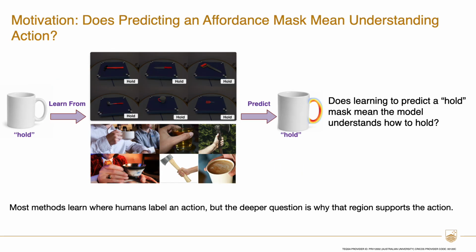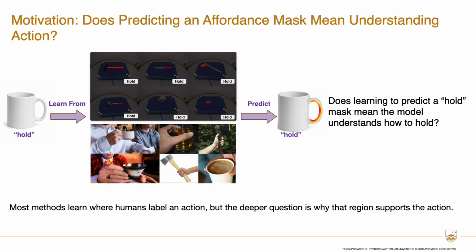Most affordance methods learn from labeled affordance maps or human-object interaction images. Given an object and an action verb, such as hold, the model learns to predict a mask for the actionable region. But this raises a deeper question. Does learning to predict a hold mask mean the model understands how to hold? In other words, what makes a predictable region actually actionable?